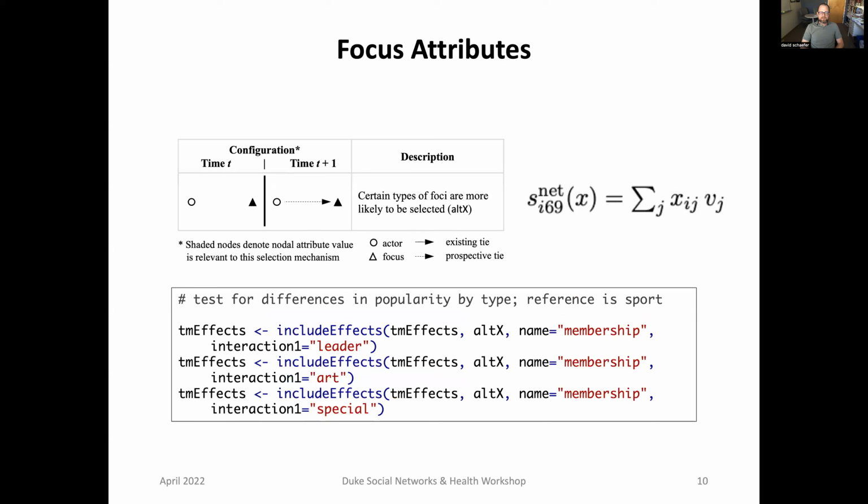All right, so we have actor attributes. We can also look at attributes of foci. In this case, are foci with a particular attribute more likely to be selected in general? So are some foci more popular? Here, in the case of our two-mode data, we have school-based activities that can be divided into different types: sports, leadership activities, art activities, and special interest. We'll be testing if any of those differ from, in this case, the sport category, which we're omitting from our analysis. So do these differ in popularity from sports?